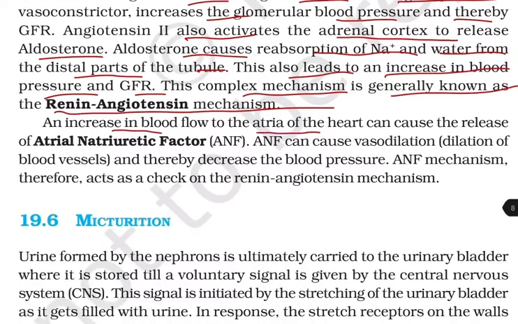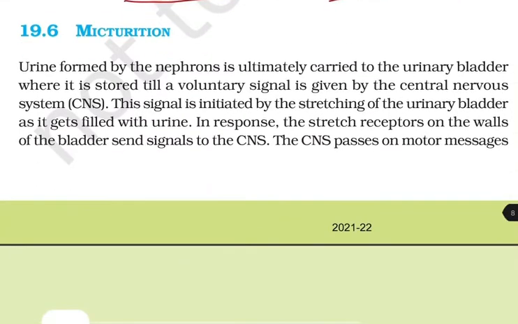An increase in the blood flow to the atria of the heart can cause the release of atrial natriuretic factor, that is ANF. ANF causes vasodilation, dilation of blood vessels, and thereby decreases the blood pressure. The ANF mechanism therefore acts as a check on the renin-angiotensin mechanism.